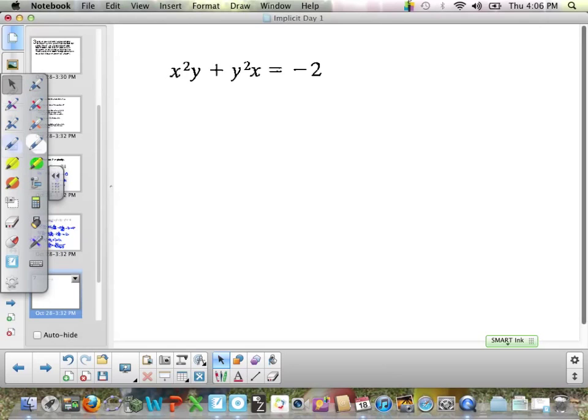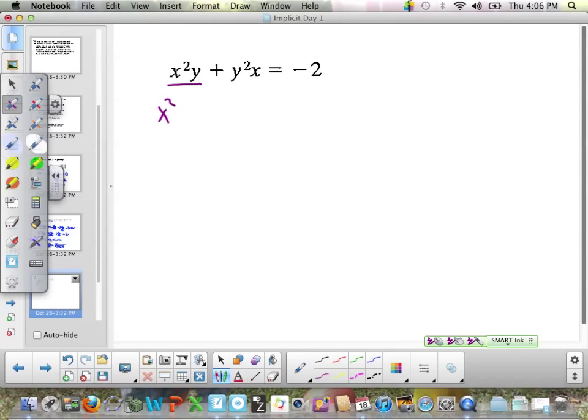Let's do another problem. x squared y plus y squared x equals negative 2. Find the derivative. All right, we'll start right here. We need to apply the product rule because that's a multiplication. So we'll go first function, which is x squared, times the derivative of the second. The derivative of y is dy/dx because it's 1 times the inside function. So first function times the derivative of the second, plus the second function times the derivative of the first. Derivative of x squared is 2x.